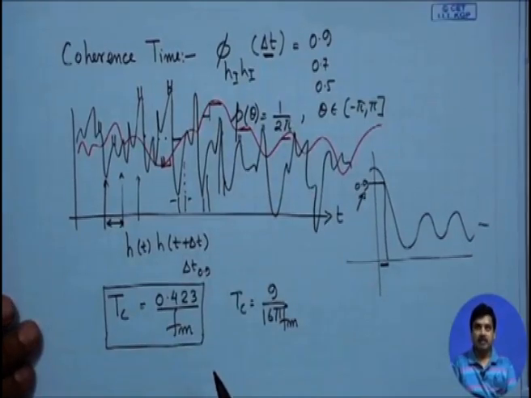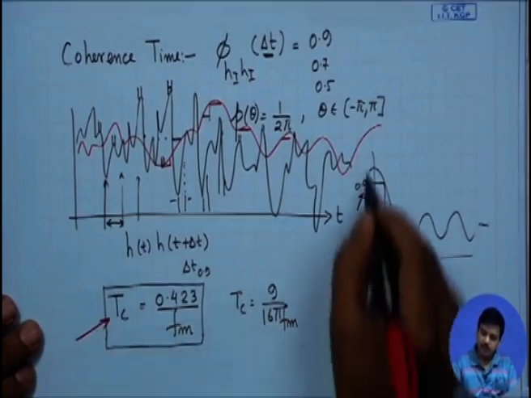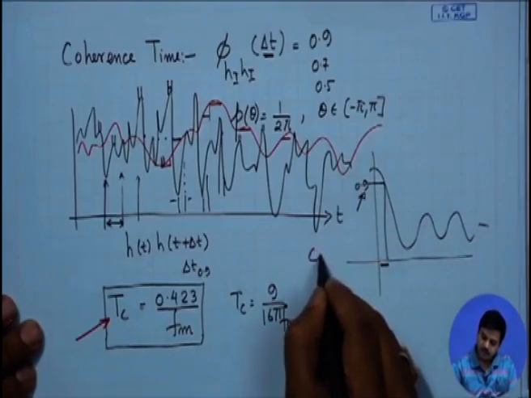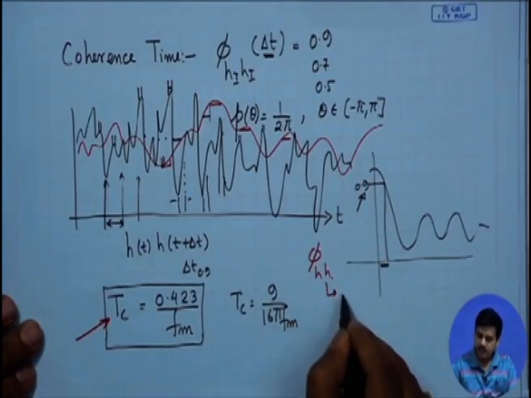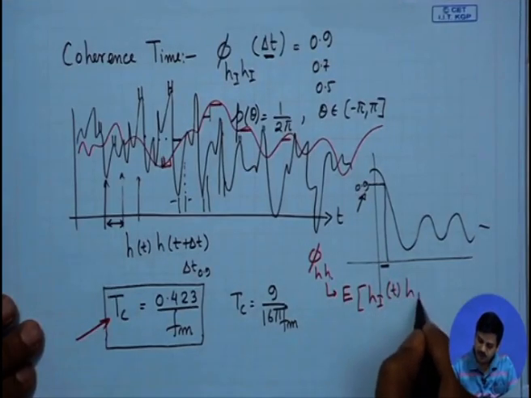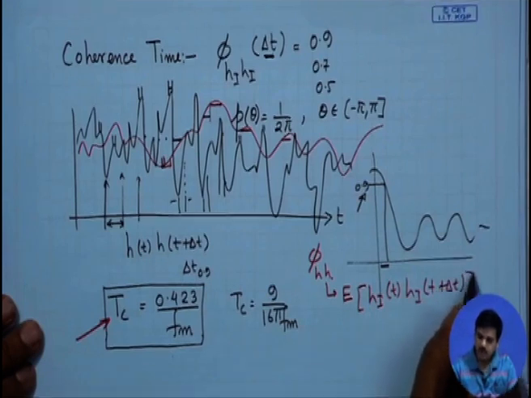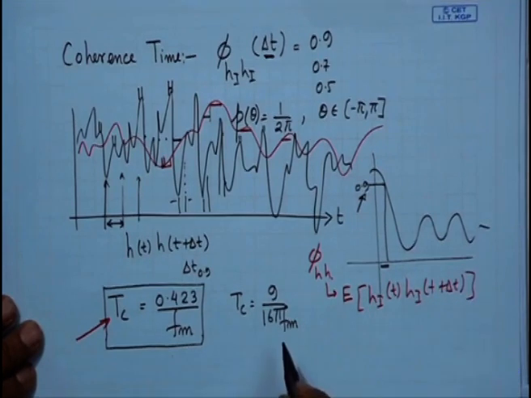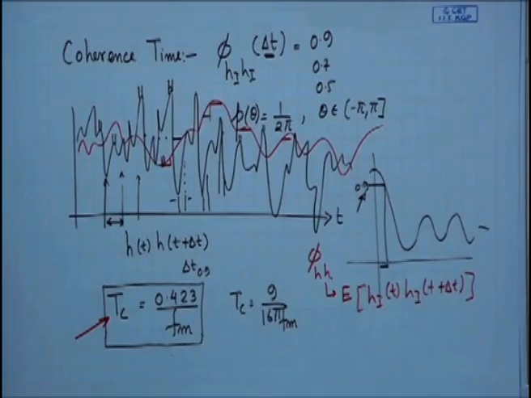So, this is again an average value, because this axis that we are looking at is phi HH, which is the expected value of, in our case, H of t times H conjugate of t plus delta t. What we should remember is that for every instance of separation delta t we may not get 90% correlation, but on an average, if the separation is this Tc, then you are going to get similarity between the values. So, with this we go on to a very important definition of our study.